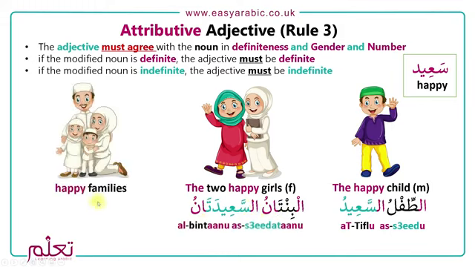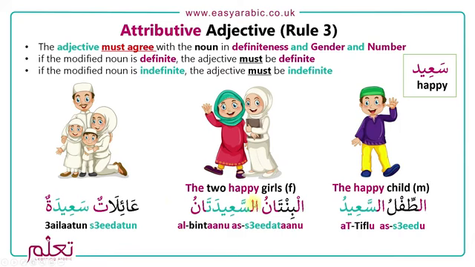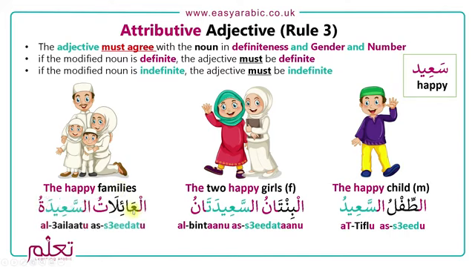Okay, then we've got happy families. Family is a'ila, and we said the rule for the plural was we had alif ta, so a'ilatun sa'idatun. A'ilatun sa'idatun. That is the thing that you need to do with the definiteness. If we change that to the happy families, it will become al-a'ilatu as-sa'idatu. Al-a'ilatu as-sa'idatu. Okay.